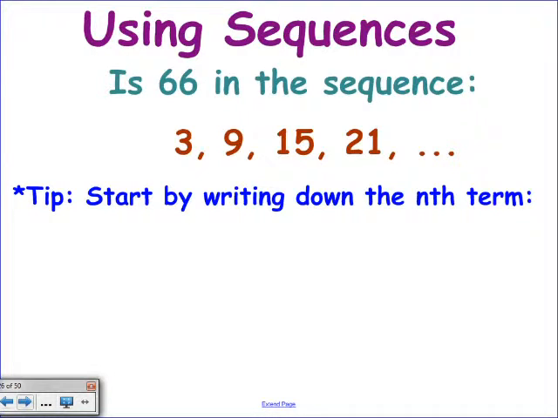So for example, is the number 66 part of that sequence? Well, I could write that sequence out until I get to around 66 to see if it works. We're better than that now. All we need to do is start by writing down the nth term. So let's write down the nth term for this sequence. What have I got there? 6n minus 3. Good. Everyone happy that that is our expression that defines our sequence?